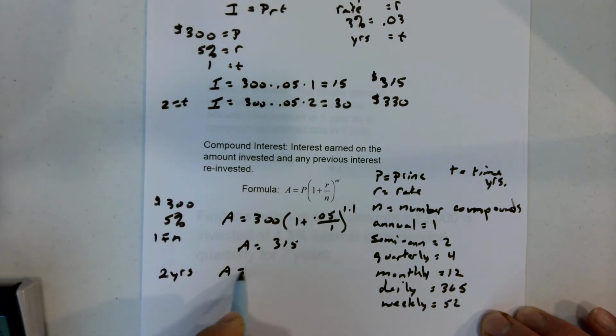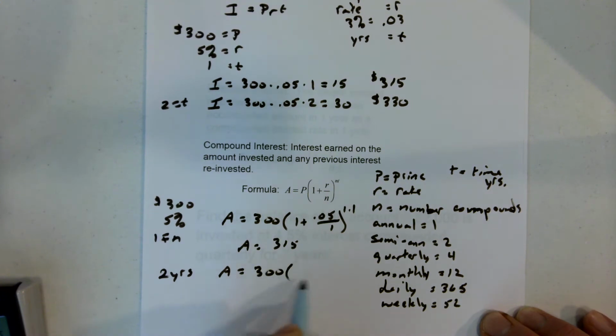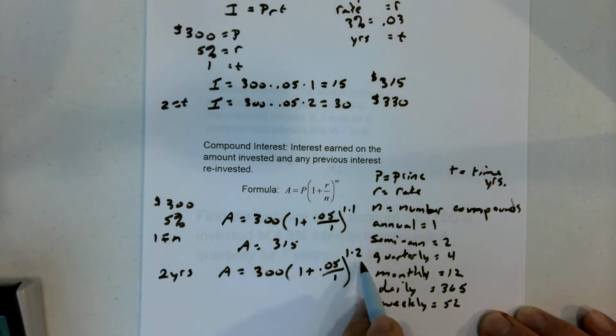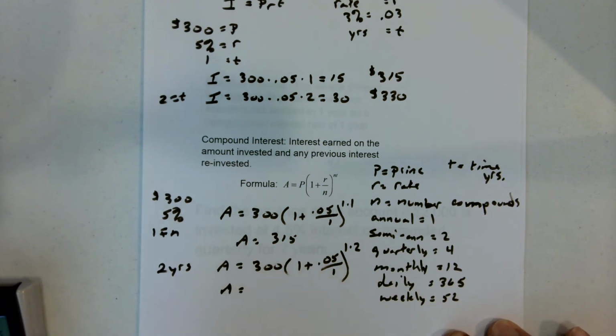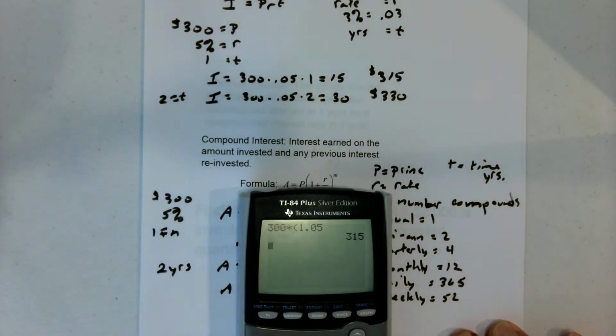So here, if we do it for 2 years, we'd have 300 times 1 plus 0.05. Again, only doing it once a year, but now we're doing it 2 times instead of just that once. We're doing it over 2 years. So now if I put it in my calculator, I have my 300 times my 1.05, which is 1 plus my 0.05, but now I'm going to take this to the second power.